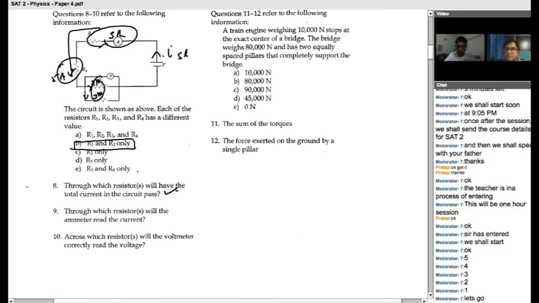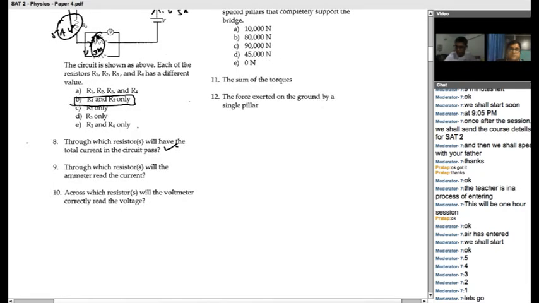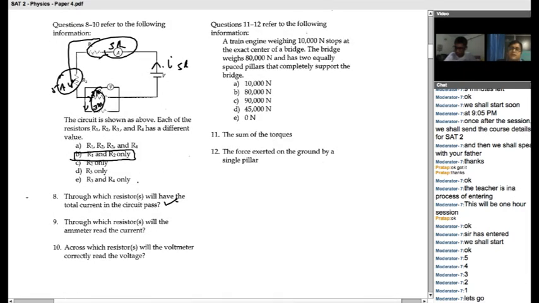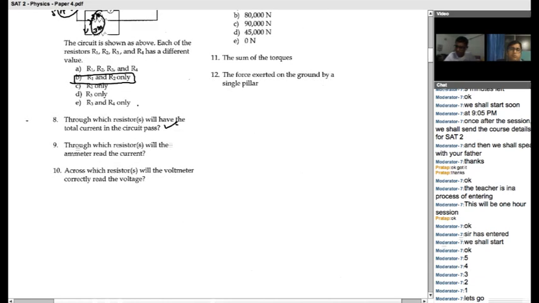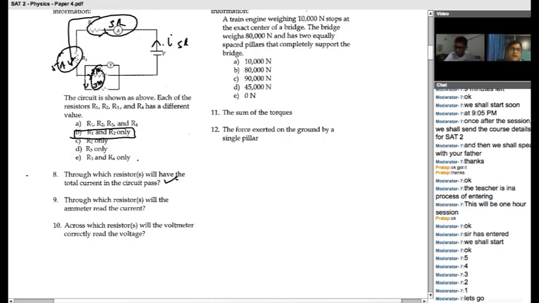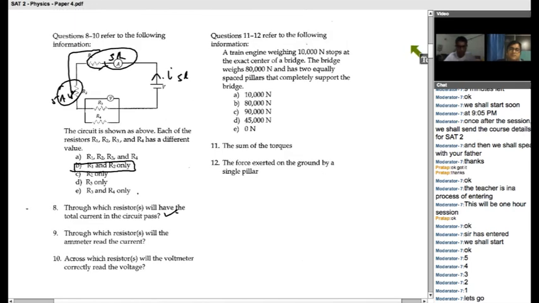What about 9? R1. Correct. What about 10? The 10th is across which the voltmeter measures. R3 and R4 both, because it will measure across both the resistors. Because they are in parallel, E is the answer. What about 11?